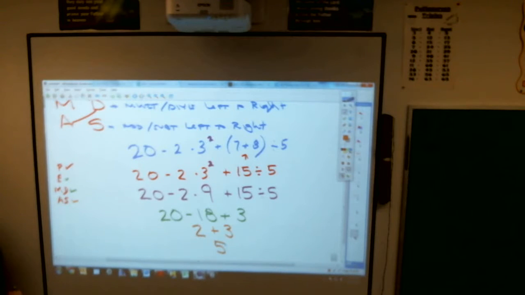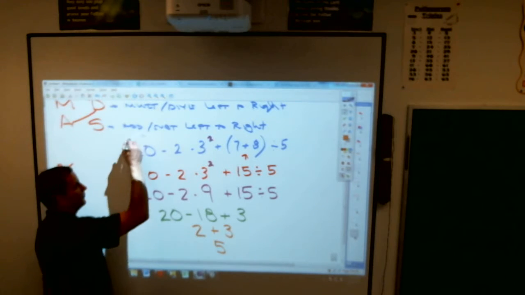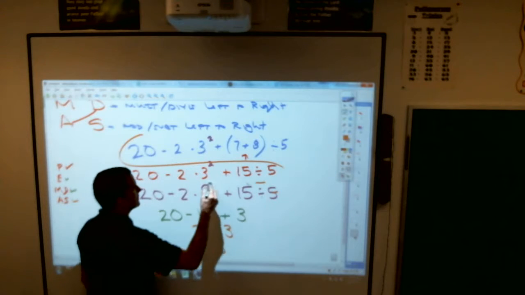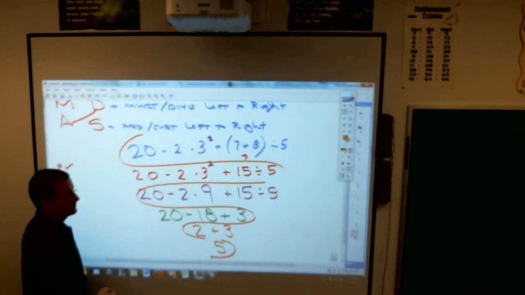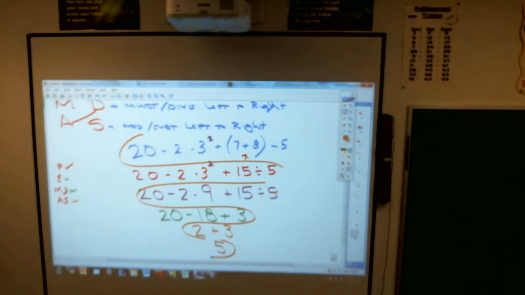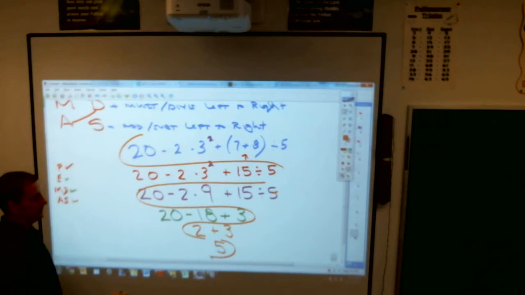And then if you know you've done it right, when at the end you've got this thing that looks like a nice little tornado. The whole thing goes down to one nice little number there. 5 is the answer.